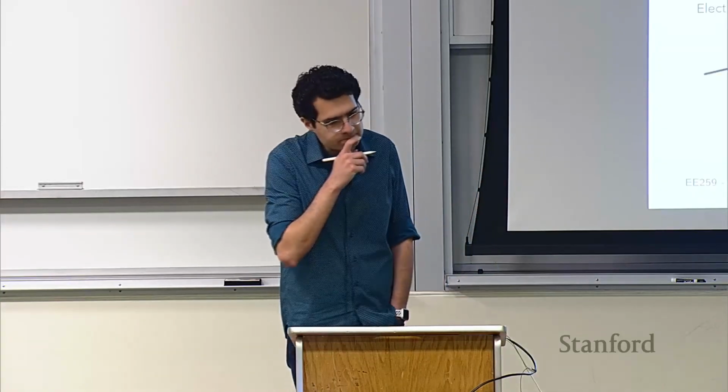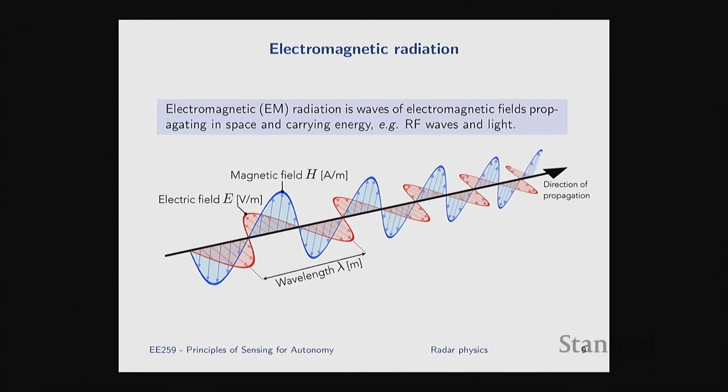Okay, so starting with the physics, radars use electromagnetic radiation. These are waves that propagate in free space, and they can be at different frequencies. Radars use RF, radio frequency waves, and later when we talk about LiDAR, it's the exact same physics, just at much higher frequency, at optical frequencies. That's where light is. But the physics is the same.